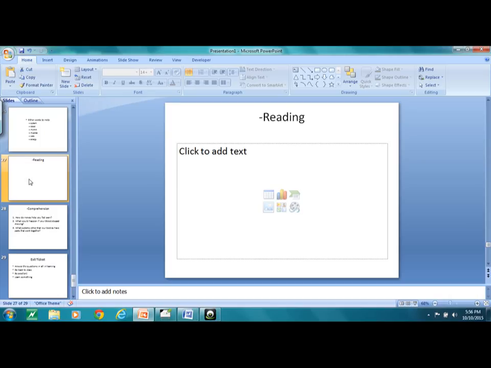Now, as we get ready to read this, remember that good readers read with fluency. In other words, they read smoothly and easily with good expression. So listen as I read the poem.